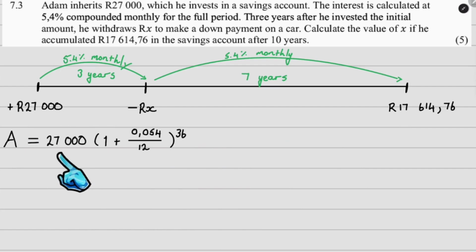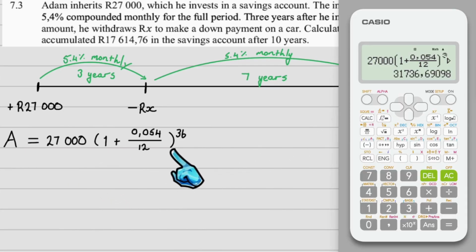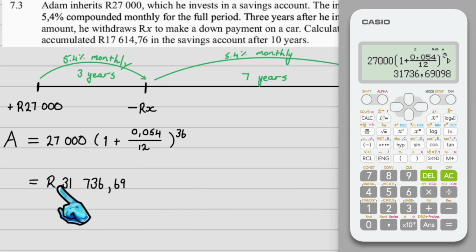Okay, and then this mess is going straight on the calculator. And when I pop that in the calculator, it gives me 31,000 Rand and some change. I'm going to round that off to 2 decimal places. And then just remember to use the Rand symbol in front of your answer. So now I've sorted out the first 3 years of my timeline.